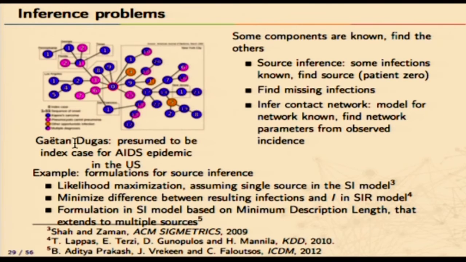There are other questions. If you know some infections, you want to figure out the remaining ones. Or if you know something about the contact network, but not exactly, let's say the network is parameterized, and you know something about what infections have happened, from that you want to figure out the right contact network or its parameters. All of these come under inference problems, and people have come up with different kinds of formulations for each of these. They're all extremely hard problems. For source inference, there are many different formulations, like likelihood maximization, choosing a source such that the infections are as close to what you've observed, and one based on a description length.